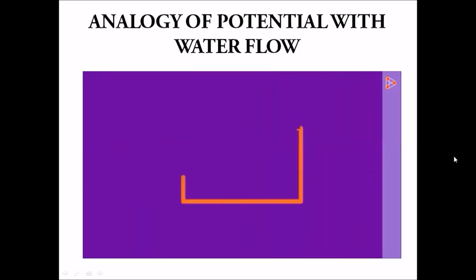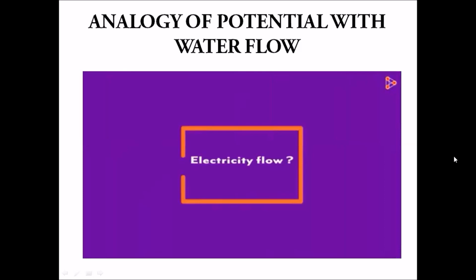So if we just have a copper wire, do you think electricity will flow through it? Clearly not, because there's nothing that's triggering it. There's no factor triggering it. So what is the factor that triggers the flow of electricity? It's called the potential difference.